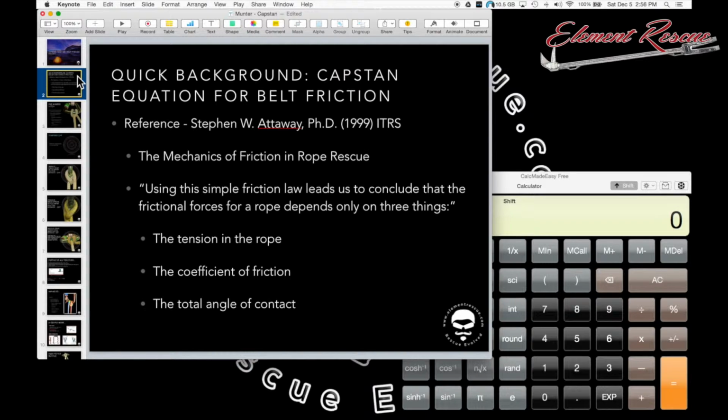In the end, the conclusion after doing a bunch of this work was that using the simple friction law leads us to conclude that the frictional forces for a rope depend only on three things: the tension within that rope, which is kind of your weight, the load value with gravity and things like that; the coefficient of friction; and the total angle of contact.